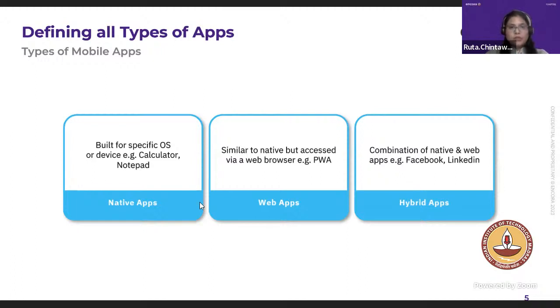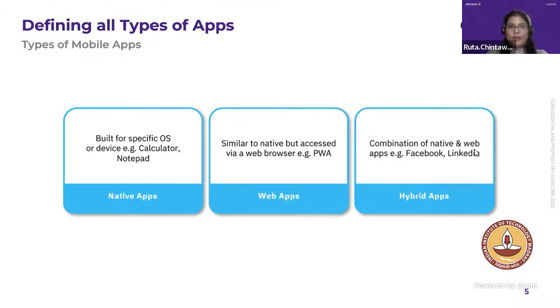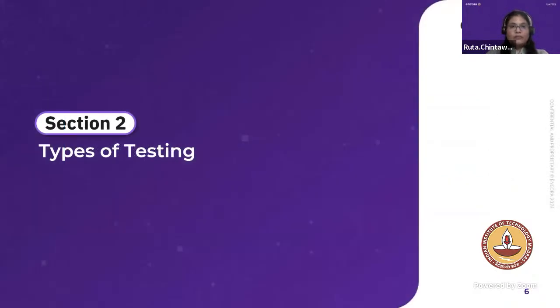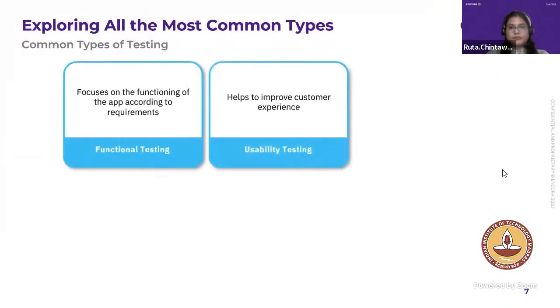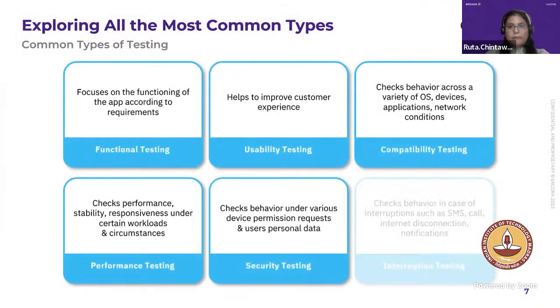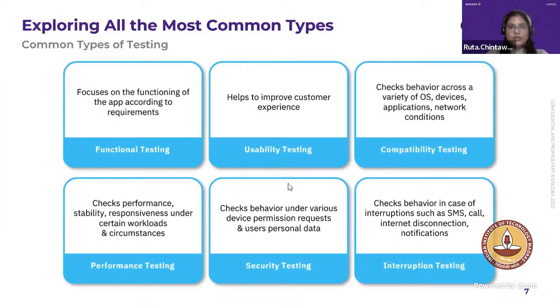Okay. This was about the types of applications that we have in mobile testing. Then let's talk about the types of testing. All these types of testing which we can see here are the common types of testing which are always considered mandatory whenever we consider mobile testing. So first is functional testing.